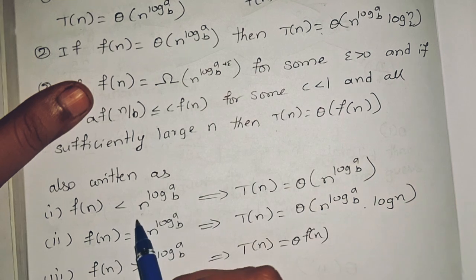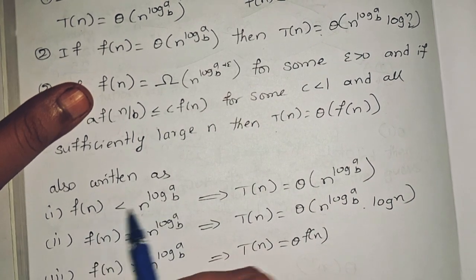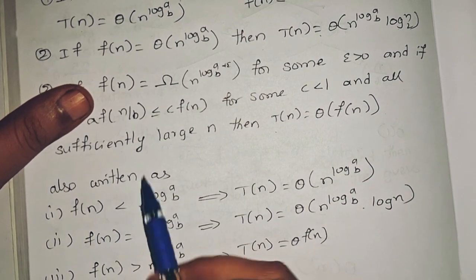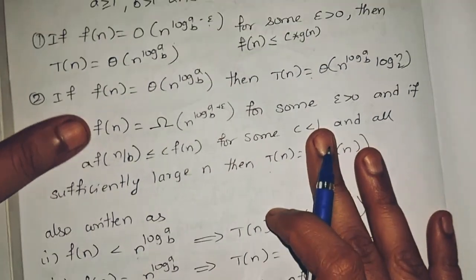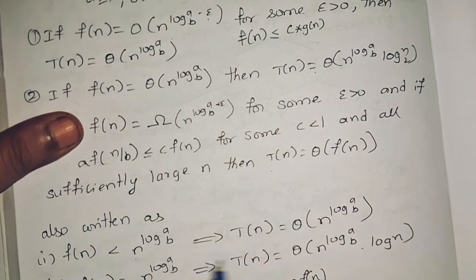Okay, c is the constant, so this is g of n. So f of n is less than g of n. So that means big O notation. So next, this one is the same as it is written here, second case.